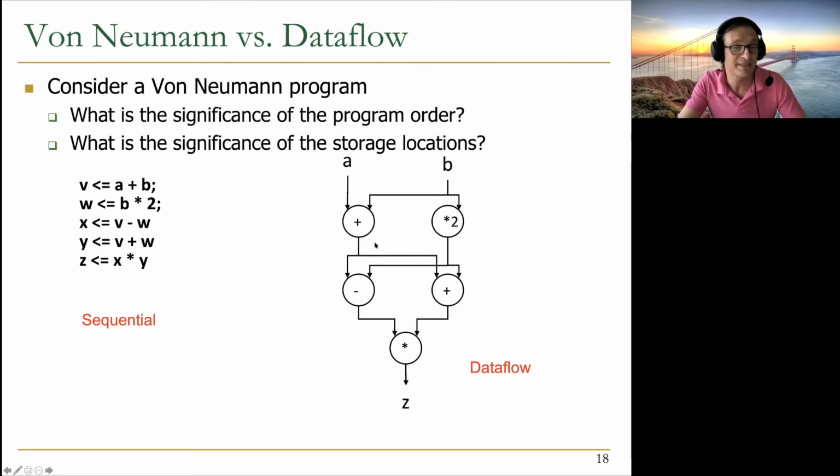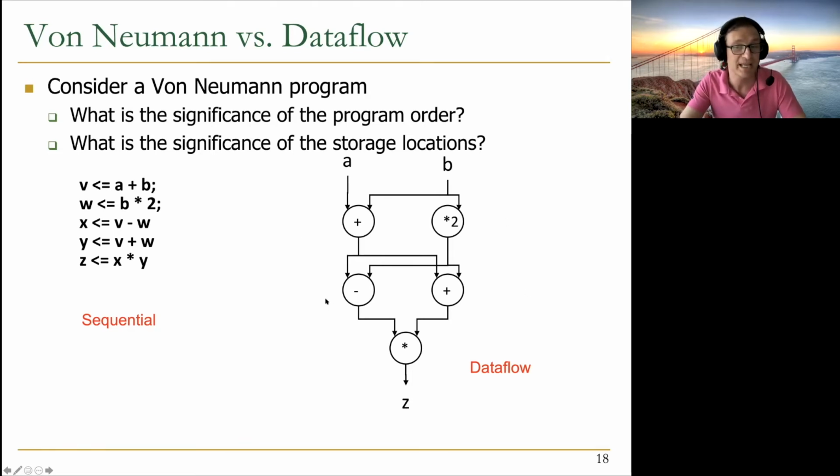Equivalent in the sense that they achieve the same purpose. You can see that inputs are A, B, output is Z. Intermediate values here are not stored anywhere. They just get communicated between these data flow nodes, right? But there's no program order here. If you look to the right, I actually drew the graph in a nice way to show which instructions can be executed in parallel. So you can see that this A plus B, as well as B times 2, can be executed completely in parallel. There's no need for a program counter.